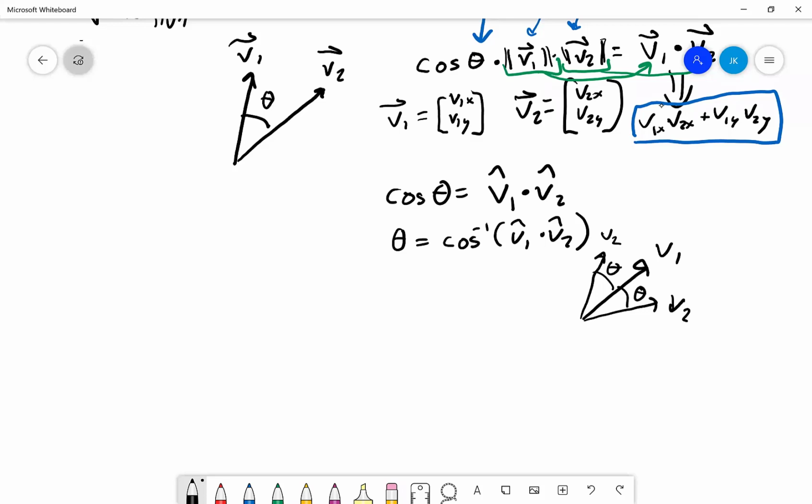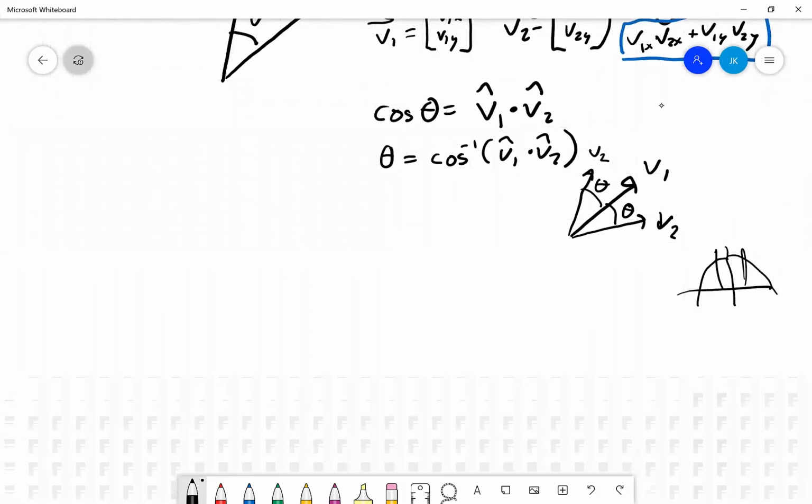And the reason for that is, if you remember your graph of the cosine function, it's symmetric around 0, so it can't really distinguish whether you're on the positive or negative side. Now, one of the things that can distinguish that is the cross product.